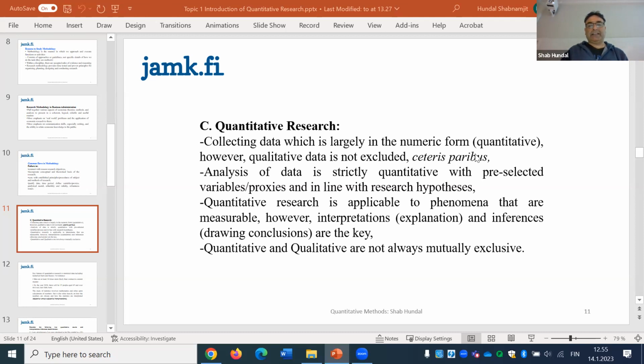The analysis of data is strictly quantitative. Yes, that's definitely for sure. We take some pre-selected variables and proxies. We make some variables or some proxies.